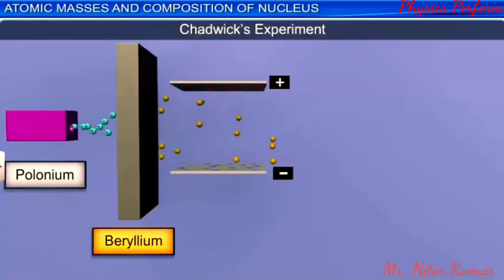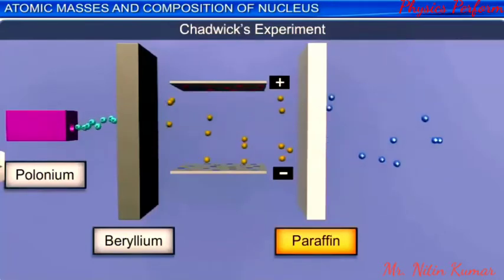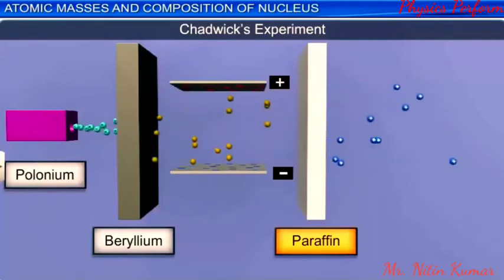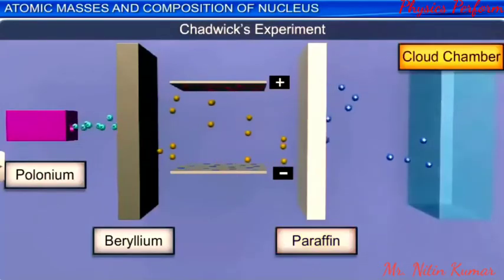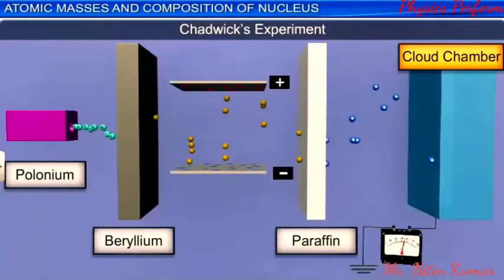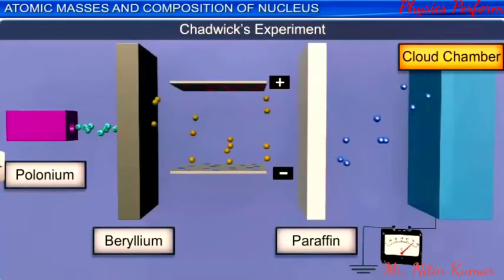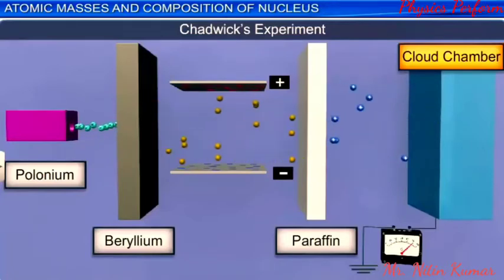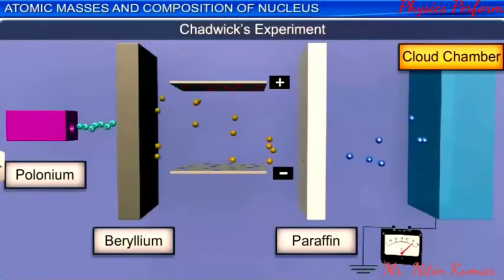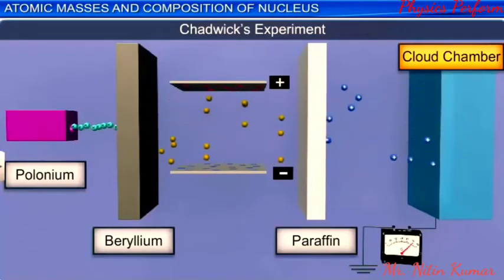These emitted neutral particles are made to fall on paraffin wax. The particles resulting from paraffin wax are hydrogen nuclei, which are nothing but protons. These protons are made to enter a cloud chamber where they ionize the gas present, resulting in an ionization current that can be detected by a galvanometer when the current flows in the external circuit. Initially, it was assumed that the neutral particles emitted were photons. But the neutral particles were able to knock off protons from the paraffin wax.